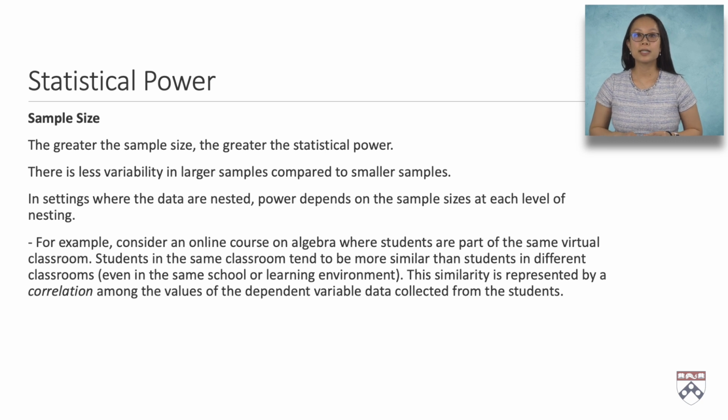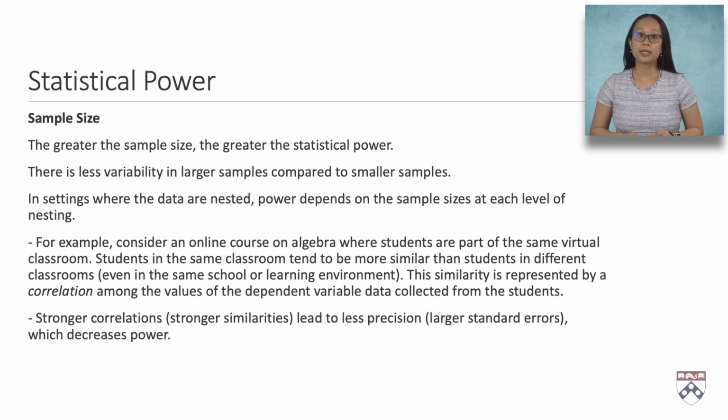So to give a specific example, consider an online course on algebra where students are part of the same virtual classroom. And here, as I mentioned, students in the same classroom tend to be more similar than students in different classrooms, even in the same school or learning environment. And statistically, this similarity is represented by something called a correlation among the values of the dependent variable data collected from the students.